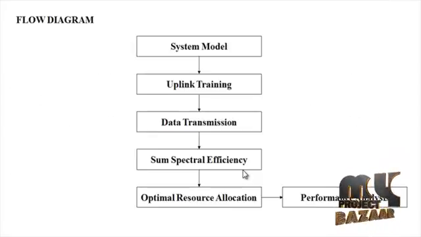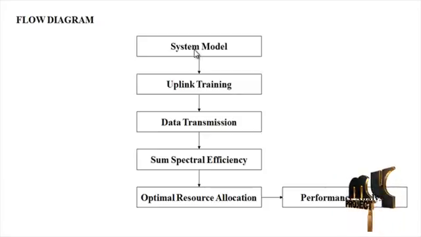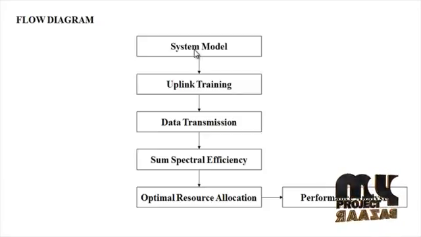Let me discuss about the flow diagram for our process. Initially, the system model. System has L cells. Each cell includes 1 BS with N antennas and K single antenna terminals, where N > K. All L cells share the same frequency band. Transmission comprises 2 phases: uplink training and data transmission.